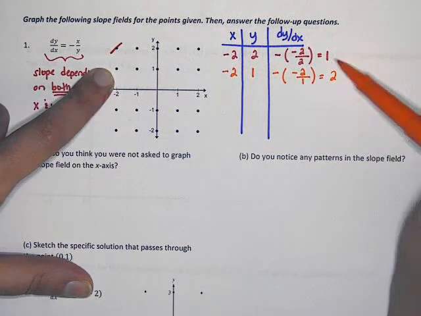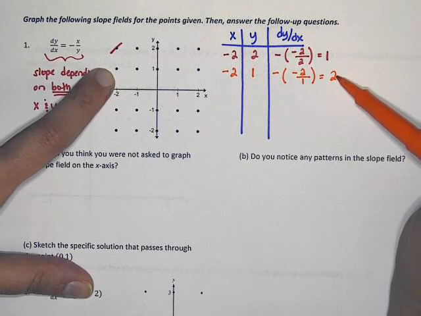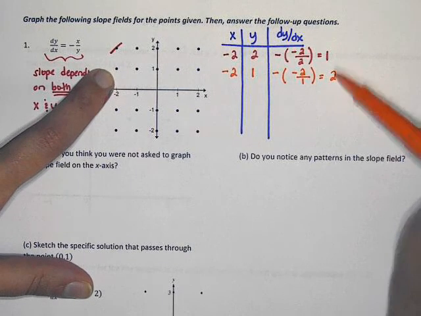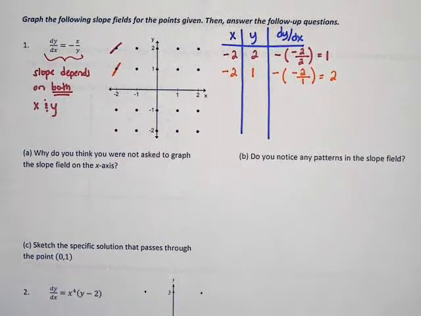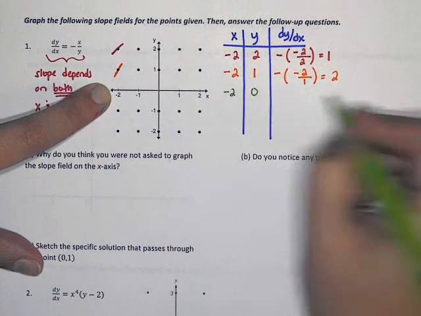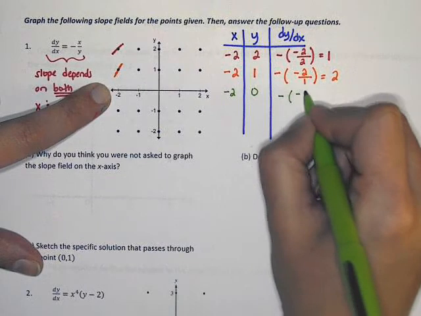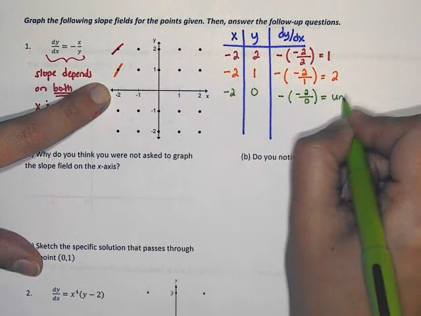Now if I compare these two answers, a slope of +1 is going to be flatter than a slope of 2. In other words, a slope of 2 is going to be steeper. Even though it technically is good enough to just make it go uphill, you want to make these as accurate of slopes as they can be. So you want that orange line to be a little bit steeper than the red line. Now let's look at the point -2, 0. So if I plug those in, I have -2 over 0, and that gives me an undefined answer.